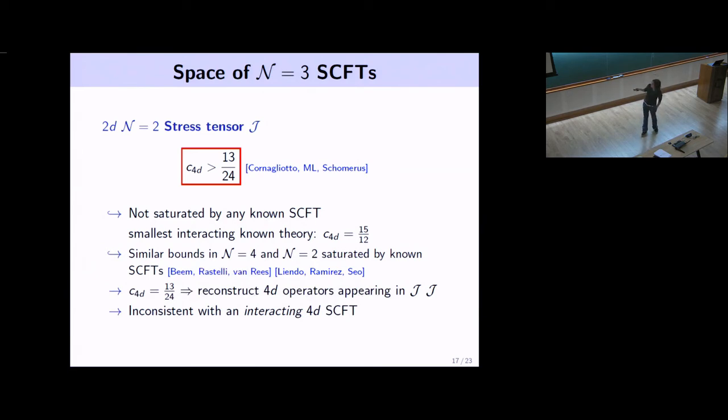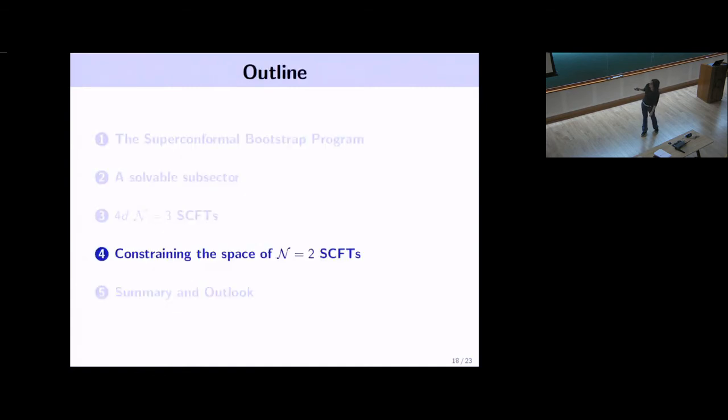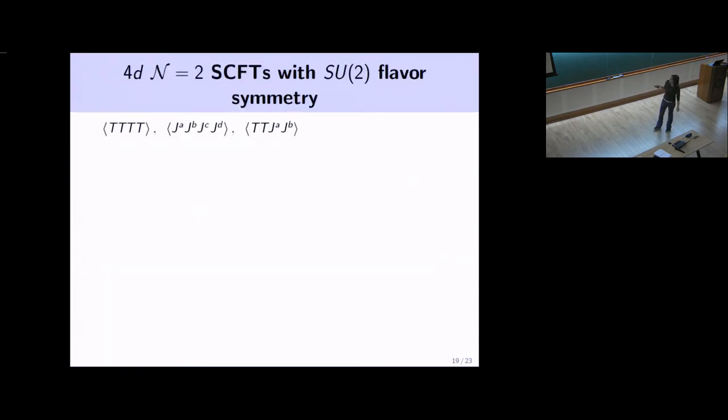But now let me go down in supersymmetry and tell you how this also constrains the space of N=2 superconformal theories. So let me consider a 4-dimensional theory that has some flavor symmetry. In particular, let me look at SU(2), the simplest thing you can think of. So in 4 dimensions, I'll have a stress tensor and a flavor current. These, through their superconformal multiplets, will give in 2 dimensions a stress tensor and a flavor current.